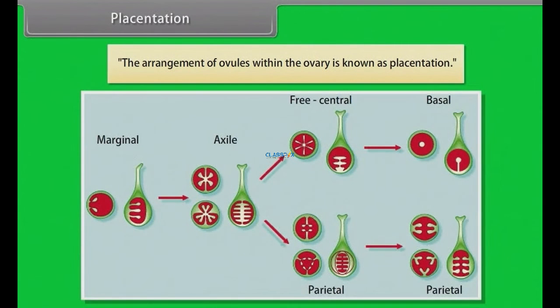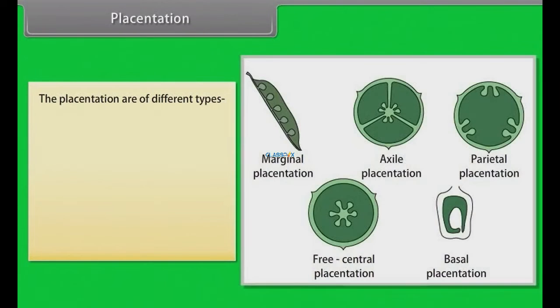Placentation. The arrangement of ovules within the ovary is known as placentation. The placentation is of different types: marginal, axile, parietal, basal, free central, superficial.